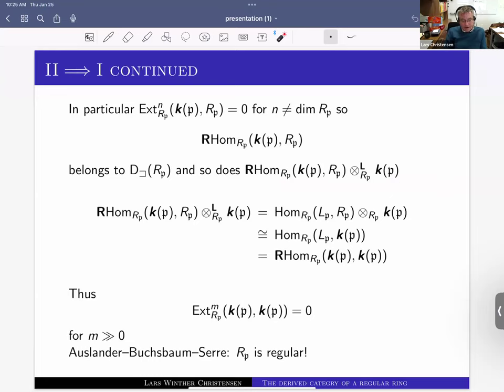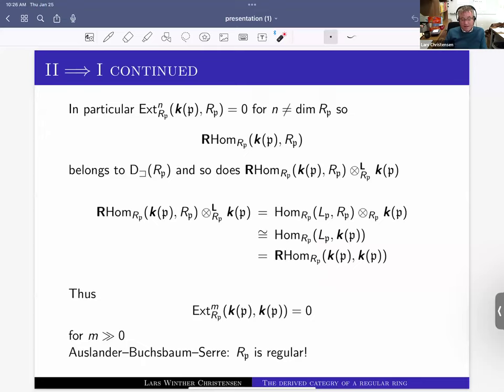But now again, to compute this derived tensor product, I need to resolve this guy, but I already have a semi-free resolution. That was the complex Hom_{R_P}(L_P, R_P) from before. So I can just tensor this with the residue field over k. Now, because this is, after all, just a complex of free R_P modules, tensoring that with k is the exact same thing. Well, it's isomorphic to homing L_P into k_P.